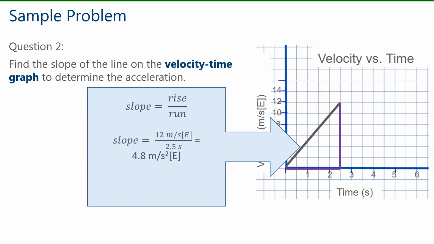It rises up 12 meters per second east, or you could do 12 minus 0 to get 12, and it runs across 2.5 seconds. When we divide these, we get 4.8 meters per second squared east. The acceleration then is 4.8 meters per second squared east.